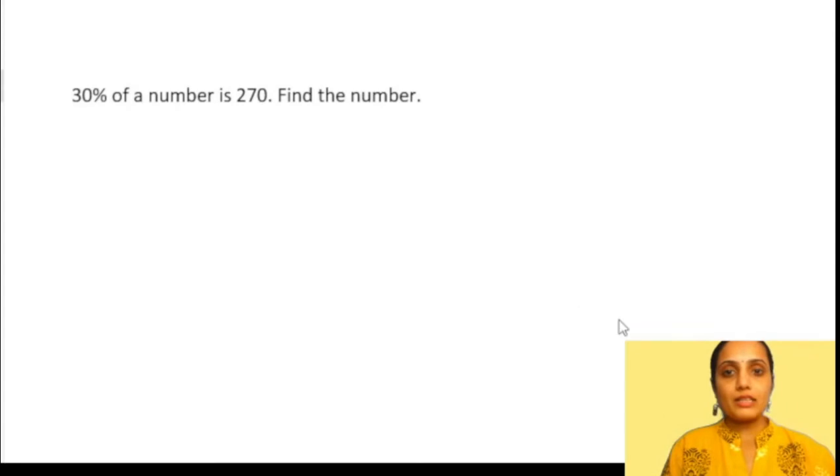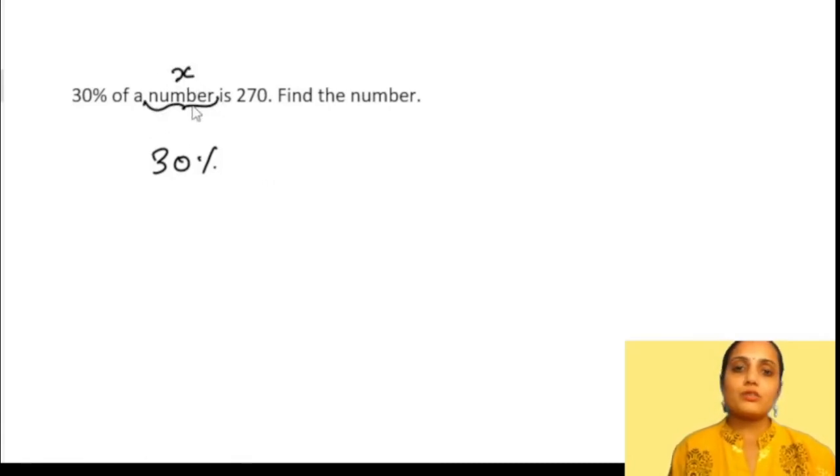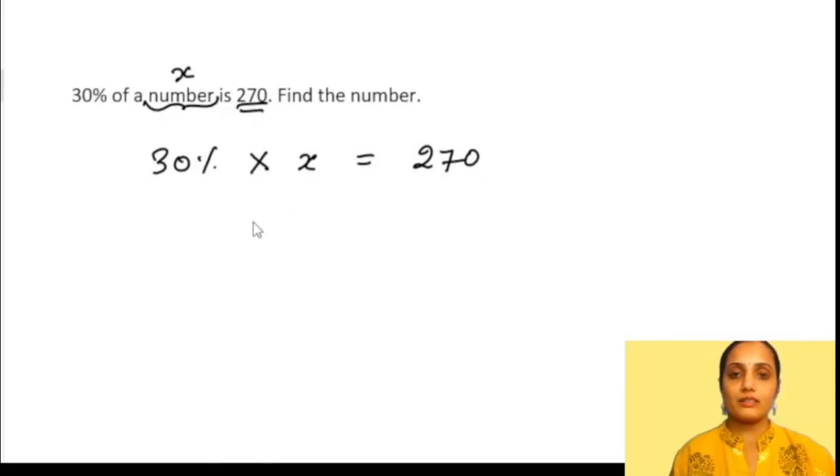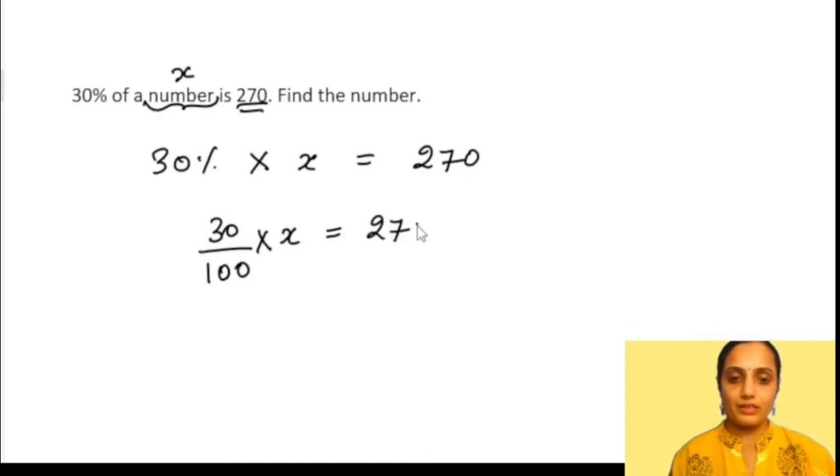So let's look at one such question. It says 30% of a number is 270. Now here, 30% of a number. A number is something that we don't know, so that's going to be a variable which we can take as any of the numbers. So 30% into x is equal to 270. 270 is the answer here. So here we can write this as 30 by 100 into x is equal to 270.